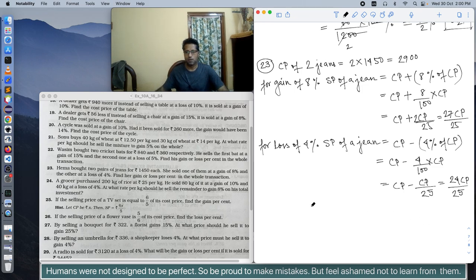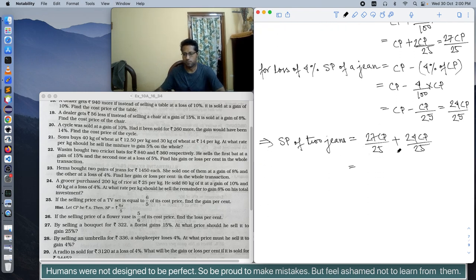Now we have the selling price of a jean when it was sold at a gain of 8% as 27 CP by 25, whereas the selling price of the jean when it was sold at a loss of 4% is 24 CP by 25. So this implies the SP of two jeans is equal to 27 CP by 25 plus 24 CP by 25.